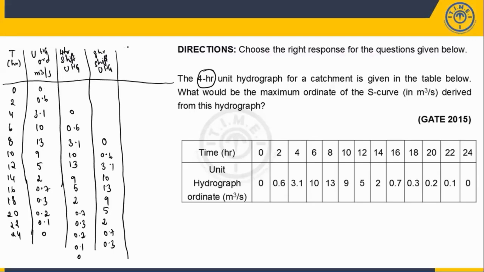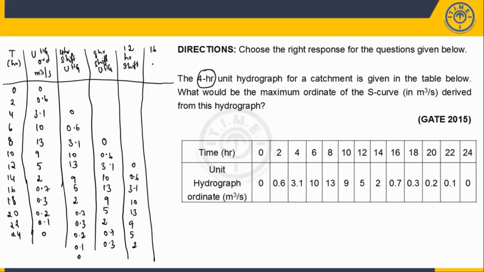Next, how much is the next one? 12 hour shift. 4 after 8 is 12, right? From where do we start now? From 12. 0, 0.6, 3.1, 10, 13, 9, 5, 2. We will stop.